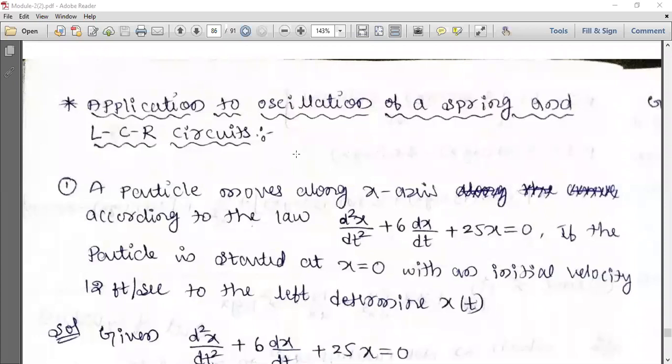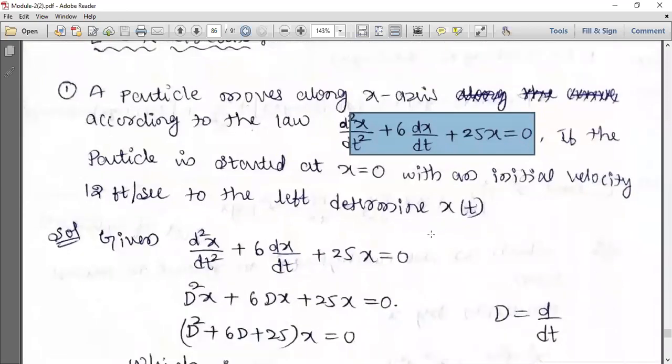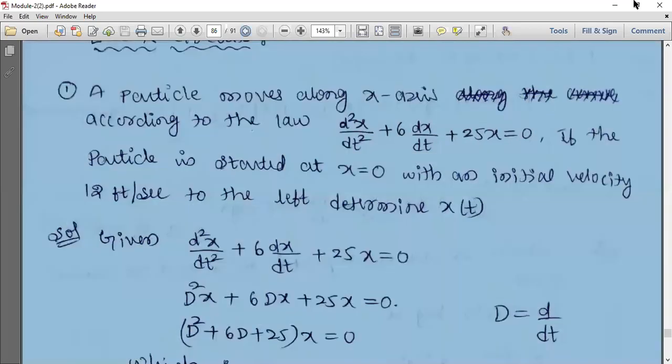A particle moves along the x-axis according to the law d square x by dt square plus 6 dx by dt plus 25x equal to 0. If the particle is started at x equal to 0 with an initial velocity of 12 feet per second to the left, determine x of t. Means we want x.